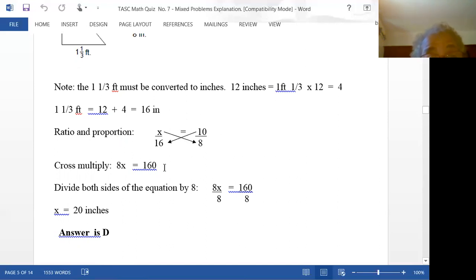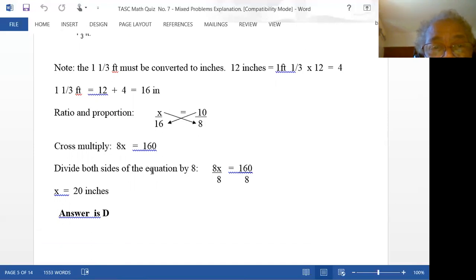Now we must solve for X. X is connected to 8 by multiplication. So if we divide by 8, we get X on the left, and dividing 160 by 8, we get 20 on the right. Remember to keep an equation in balance. Remember the rule: whatever you do to the left side, you must do to the right side. So X is equal to 20 inches, and that is answer D.